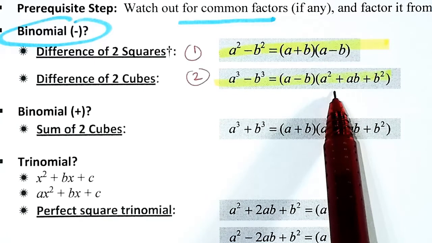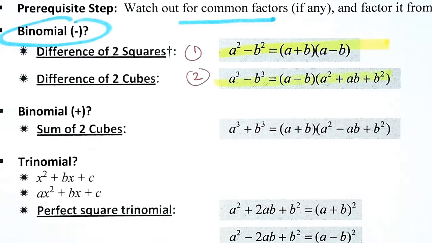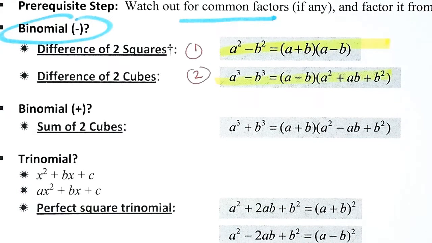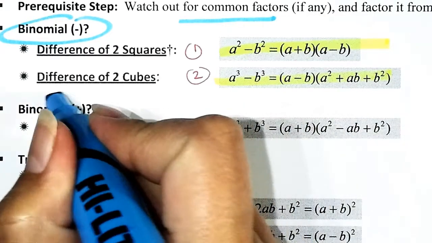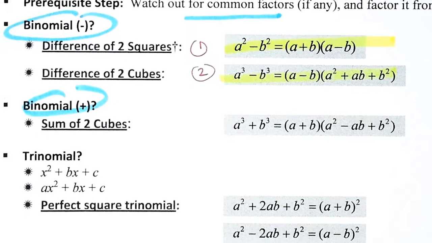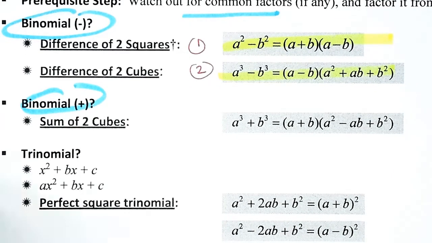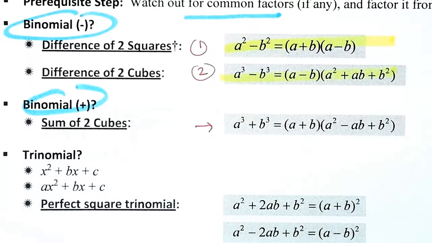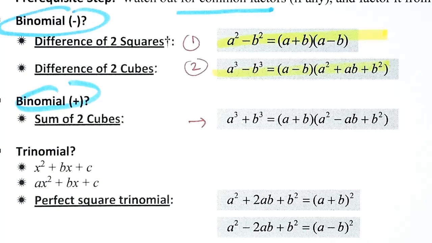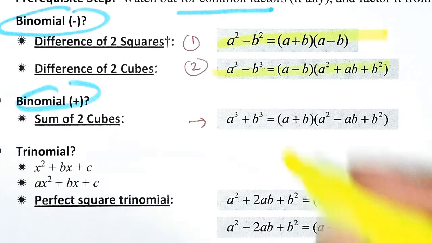Okay, cool. Now, what if you have a binomial plus? If you have a binomial with the plus in the middle, you don't have two options. We're going to go straight to sum of cubes. Why straight to sum of cubes? Well, that's because the sum of squares is not factorable. So if this is your question, that's your answer.